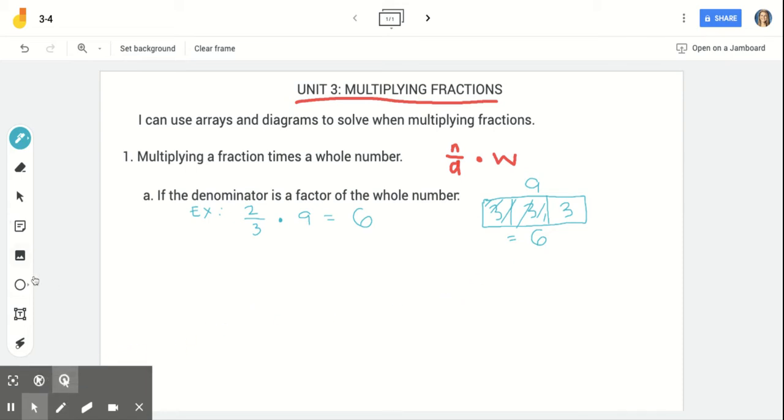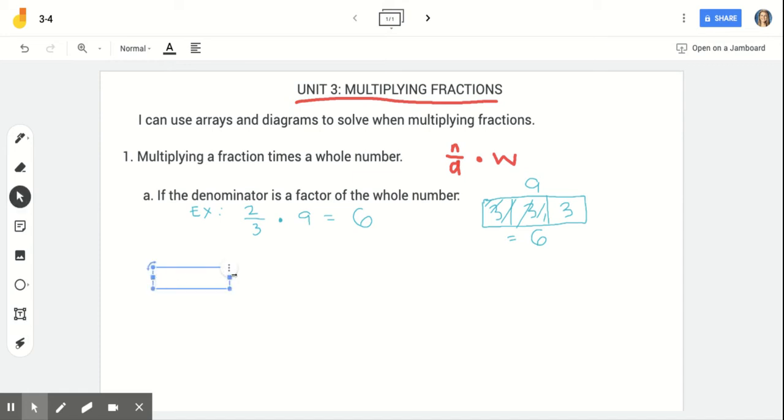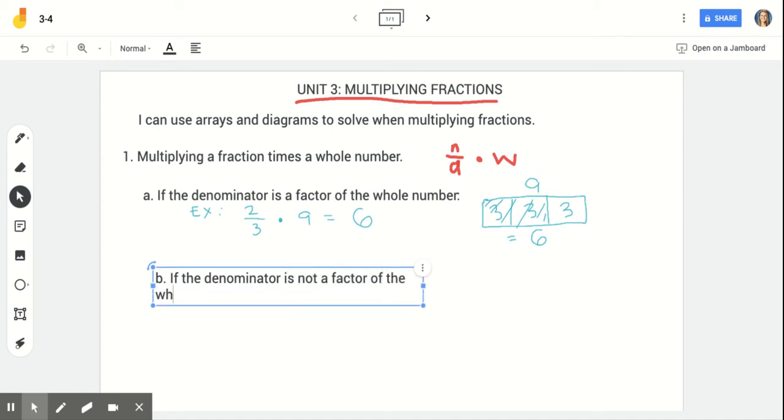So that's one way. And then in lesson 3-3, we were working with multiplying fractions times whole numbers, but if the denominator is not a factor of the whole number, we have to do a different kind of diagram. So go ahead and go to the next line and do B, and we'll title this, if the denominator is not a factor of the whole number.